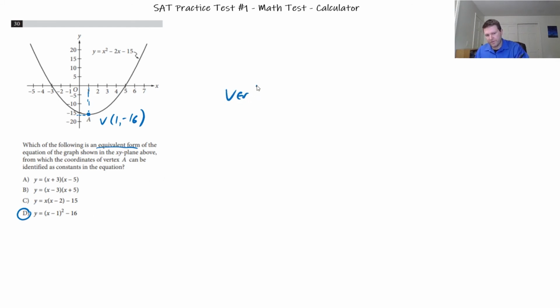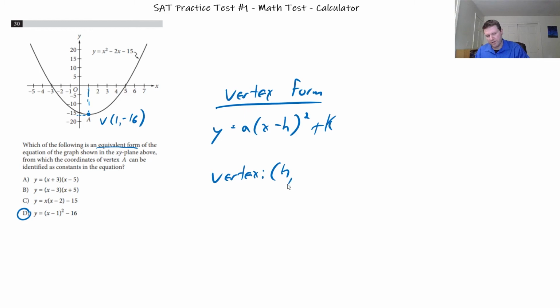And just remember, it's called vertex form because you can see the coordinates of the vertex in the equation itself. So in this case, the vertex is H, K. And they wanted the form of the equation that would allow us to see the coordinates of the vertex actually in there. So just watch out for what they're asking because, like I said, this is what you get if you factor it.